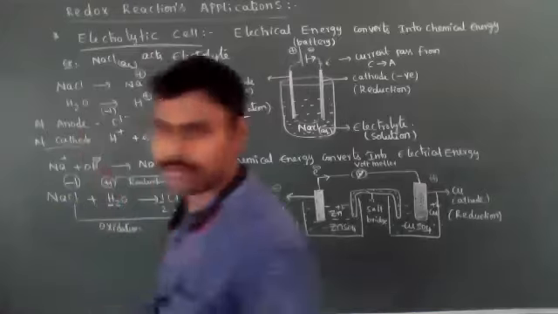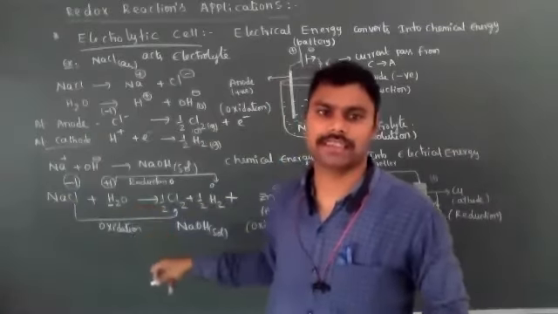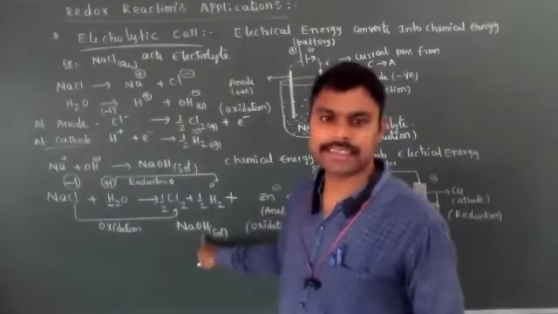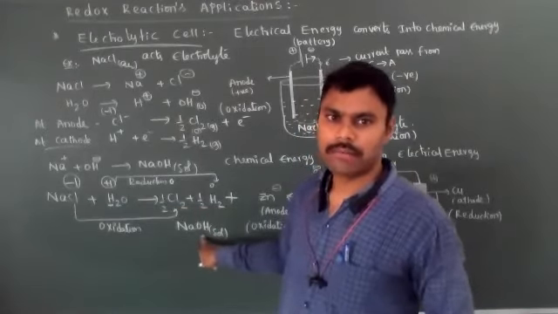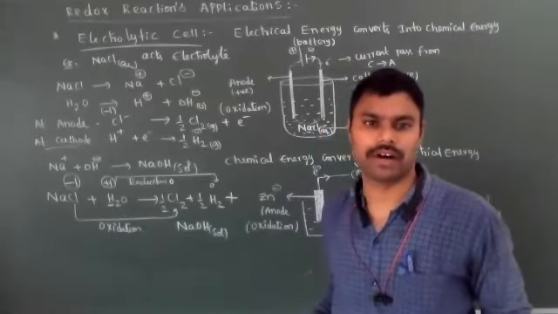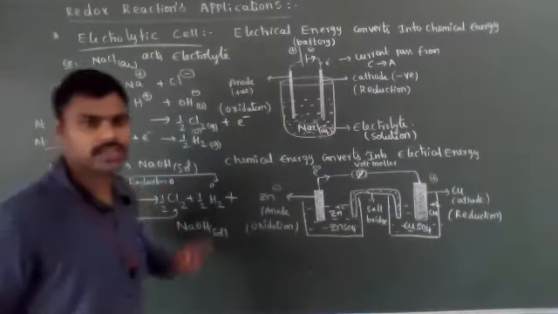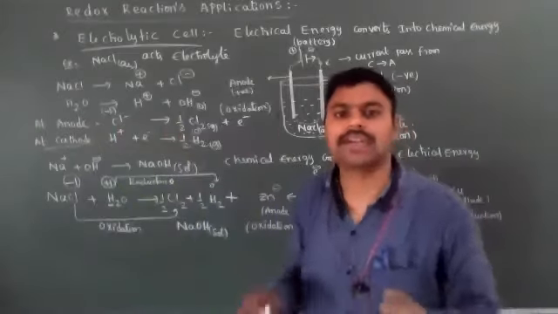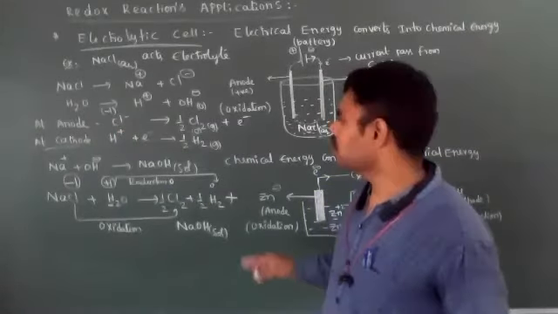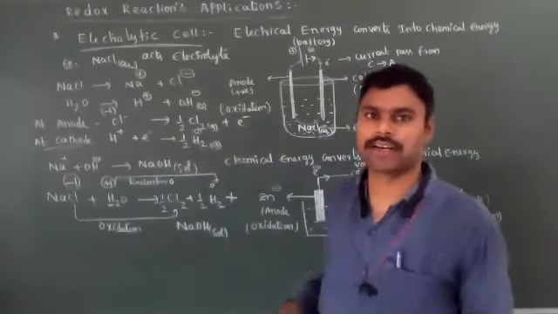This is the cell reaction. NaCl plus water on electrolysis is converted into Cl2 plus H2 plus NaOH. Sodium hydroxide will form. So in that reaction, Cl- ions undergo oxidation and H+ ions undergo reduction. So this reaction is known as an electrolysis reaction.